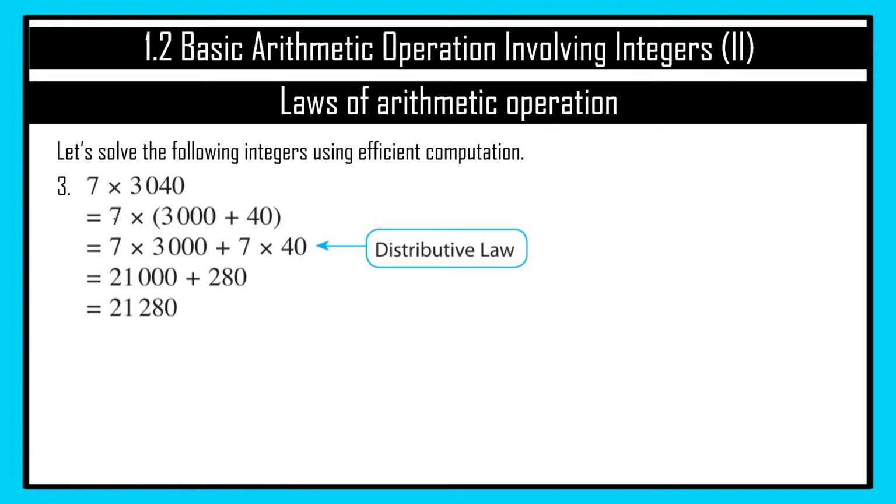So what actually happened is 7 multiply with the two numbers inside. So 7 multiply 3000 plus 7 multiply 40. Now it is easier for you to multiply like this because 7 multiply 3 you get 21 with the 000 at the back, and 7 multiply 40 you can get 280. And then because this is a 5 digit number and there are 0s at the back, it is easy for you to add.